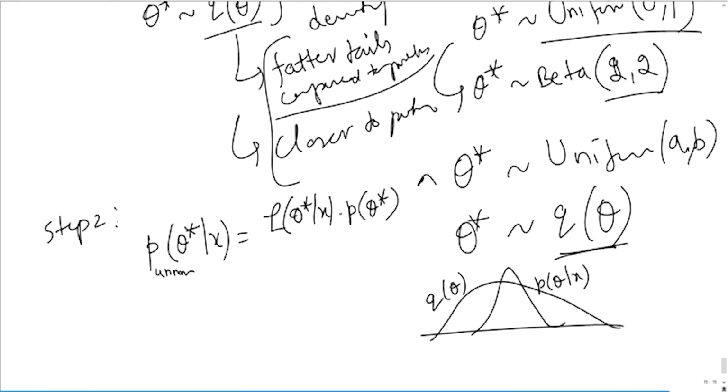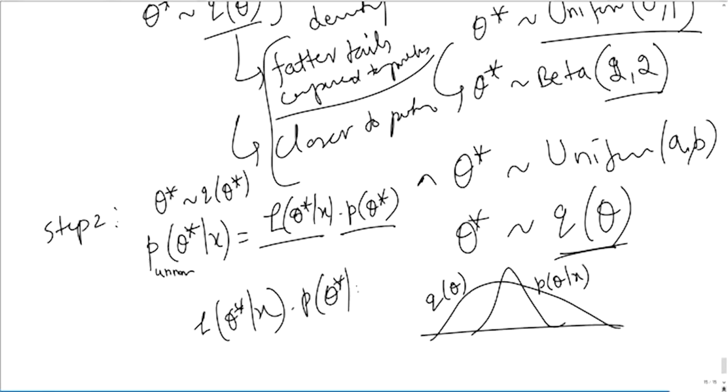Okay. But now the problem here is this, that theta star is already coming from a distribution which is q of theta star. Okay. So when you try to calculate this unnormalized posterior density of theta star, what is happening implicitly is this: you are multiplying the likelihood, and you are also multiplying the prior density, and you are also multiplying this proposal density of theta star, because theta star are already coming from this proposal density. What does that mean?